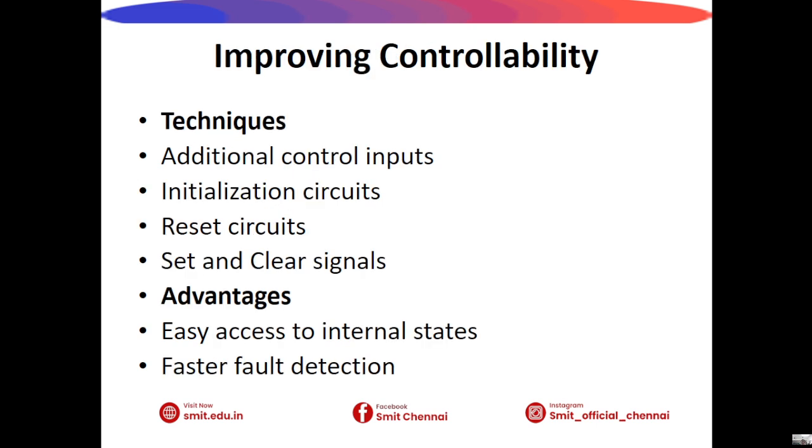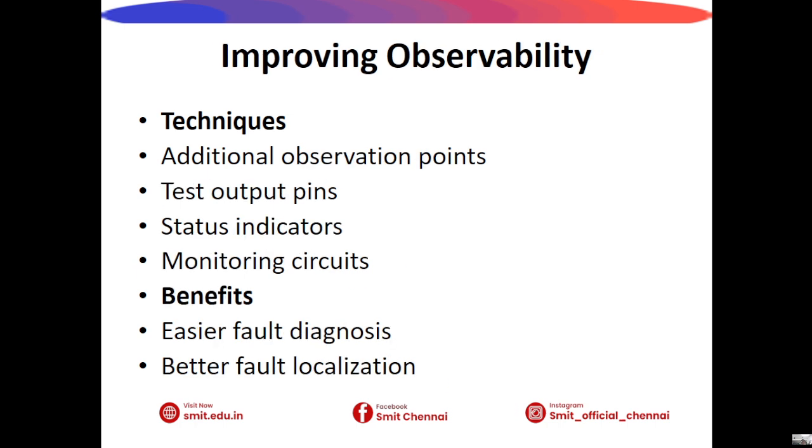Next, we see about improving the controllability. One way to improve testability is by increasing the controllability. Additional control signals such as reset, set, or initialization inputs can force internal nodes into known states. This makes it easier to test different parts of the circuit and detect faults.